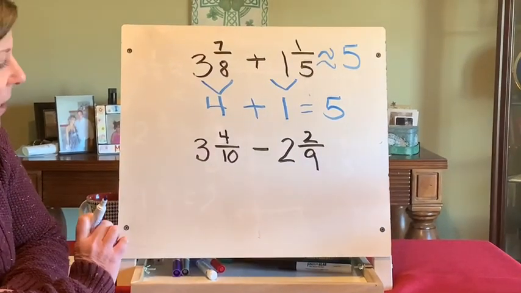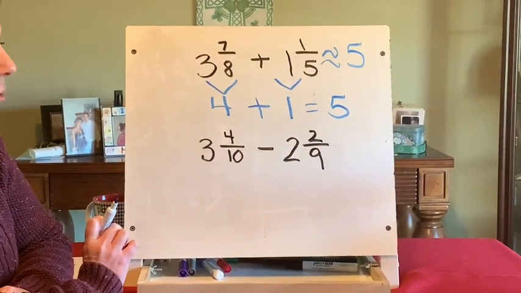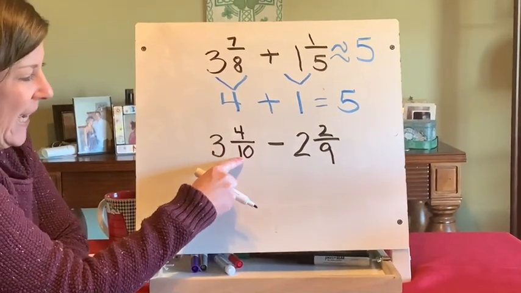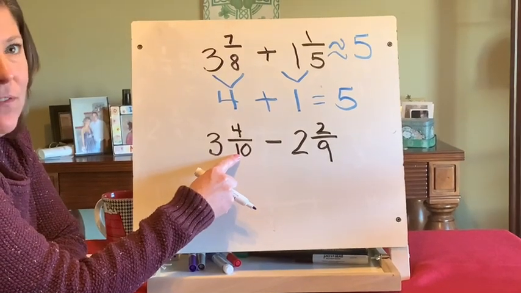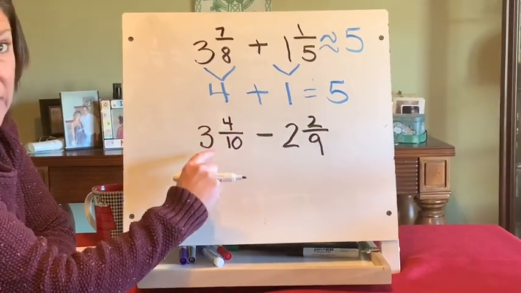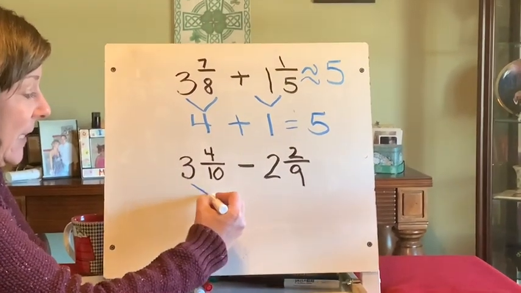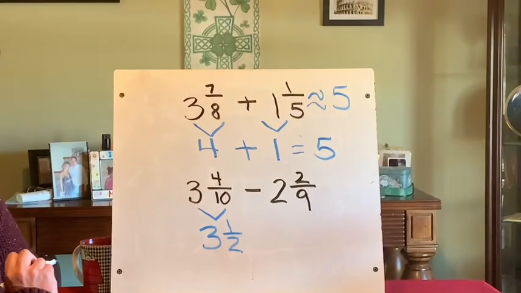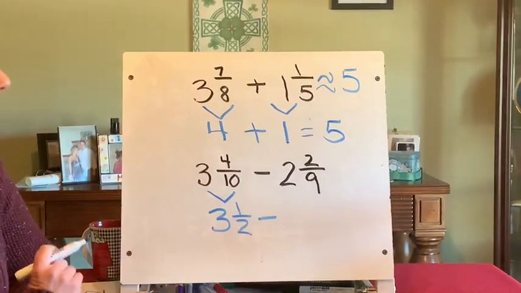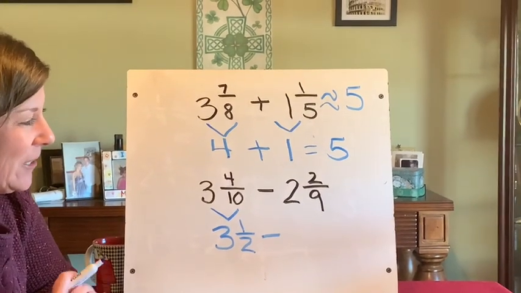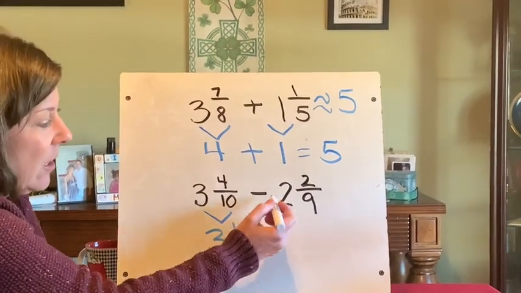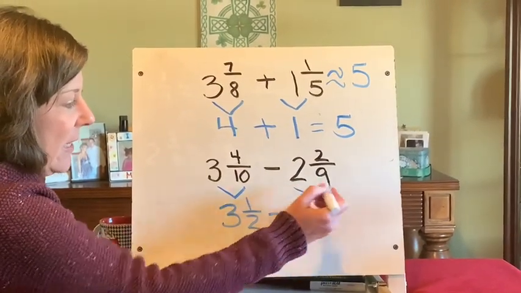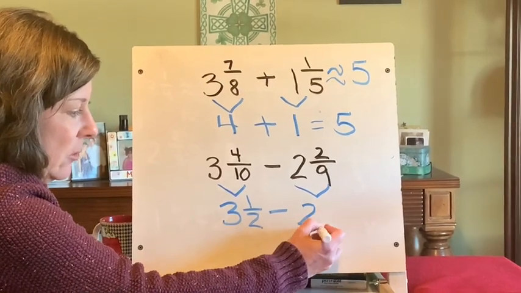My next one with subtraction, 3 4/10 minus 2 2/9, and I just want an estimated answer. 4/10. Well, I know that half of 10 is 5, so 4 is very close to 5. So I'm estimating this to 3 1/2, minus 2 2/9. Well, 2/9, I don't have much of it at all. So I'm going to estimate, not rounding, estimate 2 2/9 to 2.